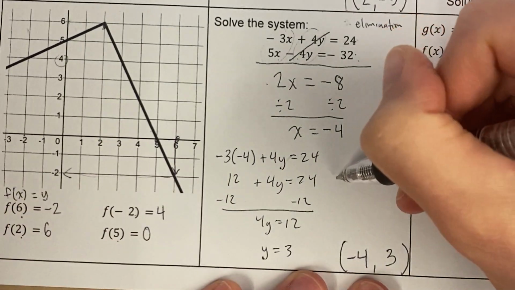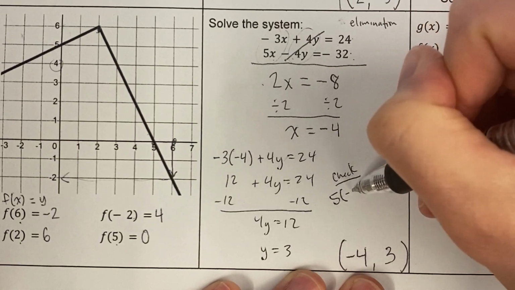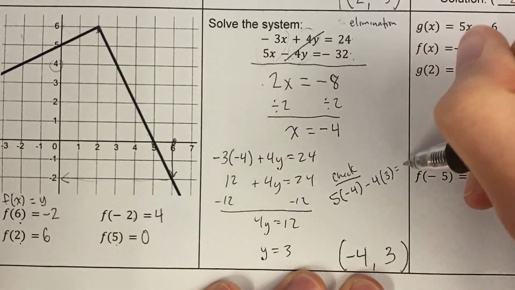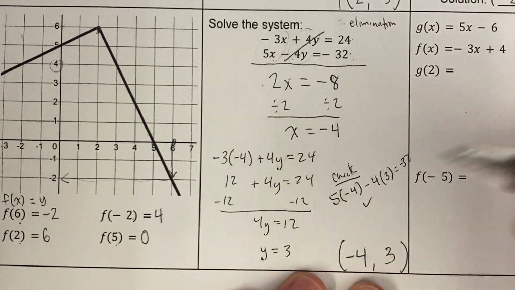Okay, and then I can just check it really quick. Once again, it would be plugging in x and y into the bottom equation. And I want this to equal negative 32. So this is negative 20 minus 12. Yep, negative 32. Okay, looks good.